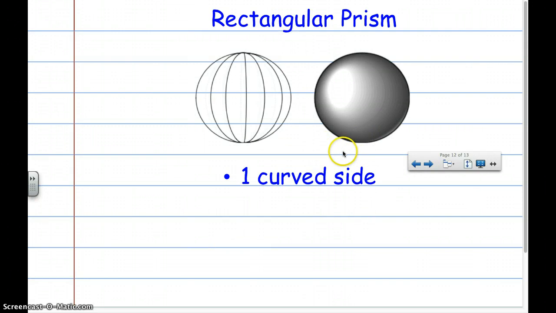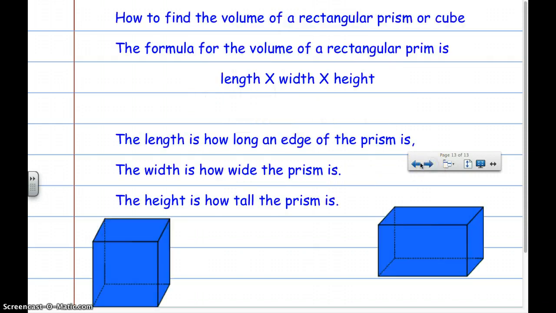This also is not a rectangular prism. This is a sphere. So I like to say sphere. So it just has one curved side going all the way around. So that is a sphere.